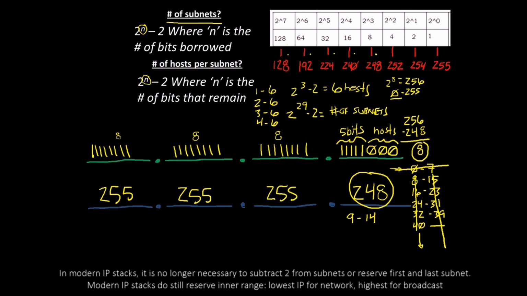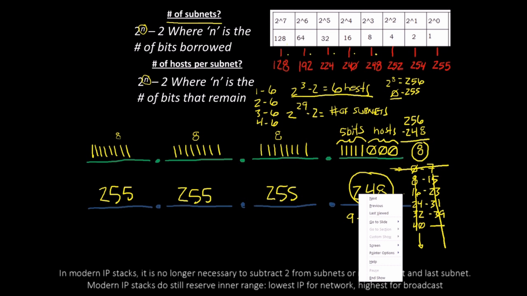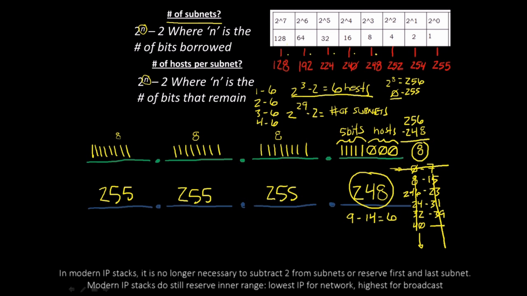This is a total of 6 hosts, 9, 10, 11, 12, 13, and 14. And just like my formula stated, I should have 6 hosts on each network. Again, the second network, which is right here, is going to be actually 17 to 22. Again, being 6 hosts on the second network. And again, here on the third network, we're going to actually be 25 to 30. Again, 6 hosts. So let's take another look at another example.